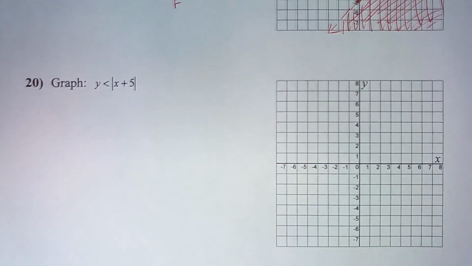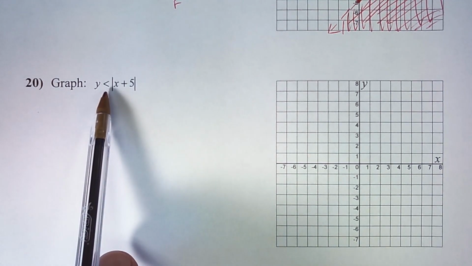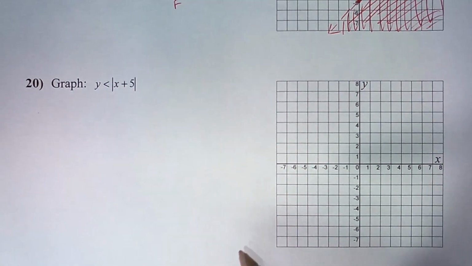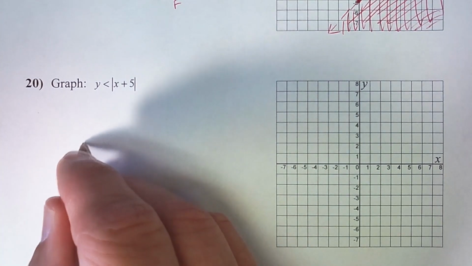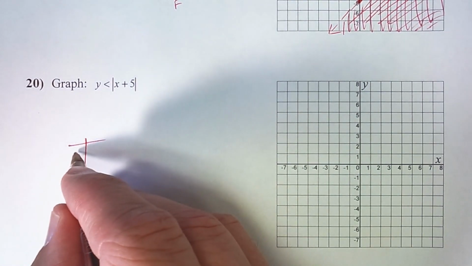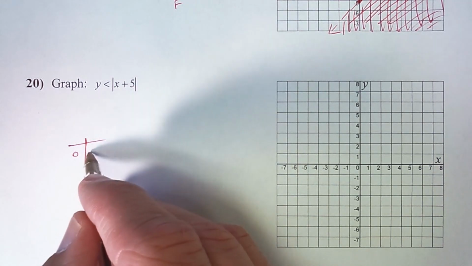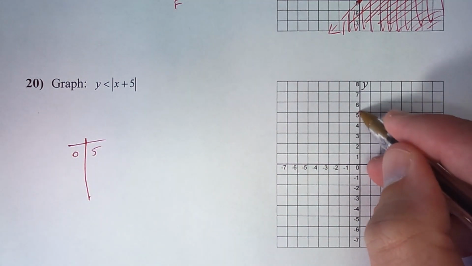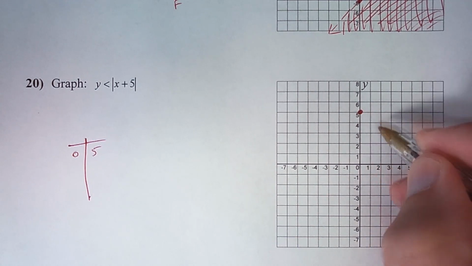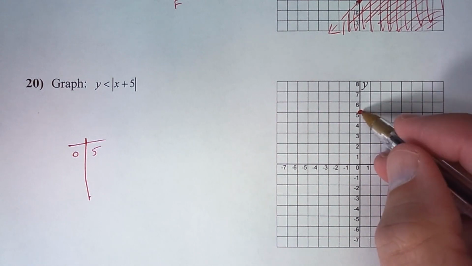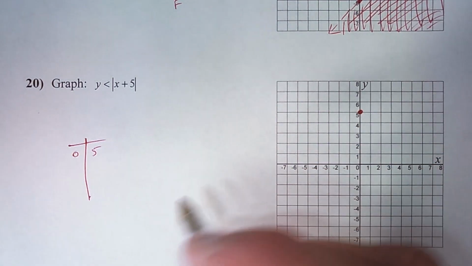Number 20. Okay, so I've got an absolute value, and it is less than, so I know it's going to be dotted. This is going to be a V shape. Okay, so let's just pick a point. So what if I put in x is 0? 0 plus 5 is 5. Absolute value is 5, so I've got the point 0, 5. Okay, I could put in 1, and I'm going to get 6. So that's going this way. Let's try going this direction and see what happens.